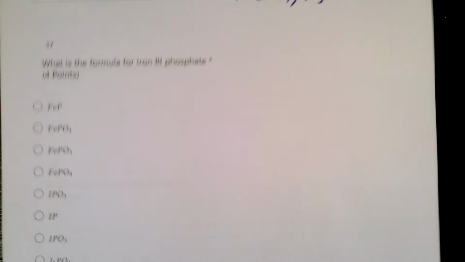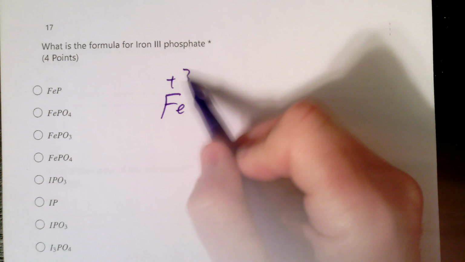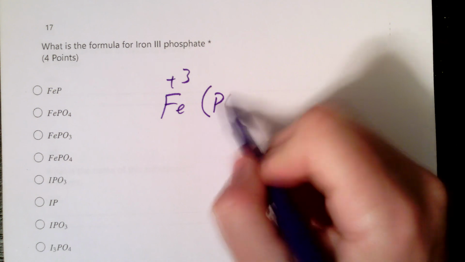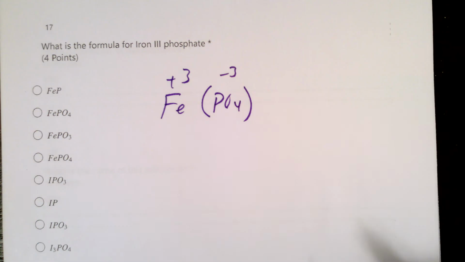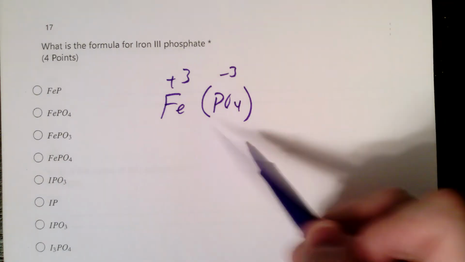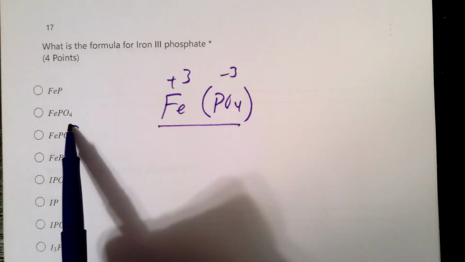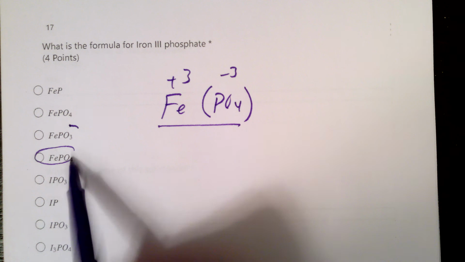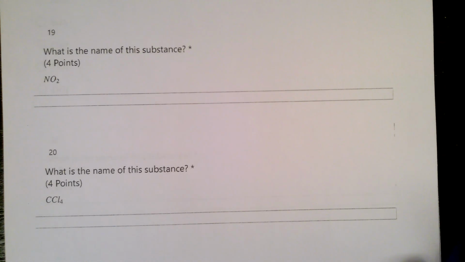What's the formula for iron 3 phosphate? Well, this is iron that's giving 3. Phosphate is a polyatomic ion with a PO4 that has a -3. So I cross and drop, but they're going to cancel each other out. They're going to reduce. So that's the formula. And in this case, that was actually on there twice. Didn't matter which one you picked, it would correctly give you credit.